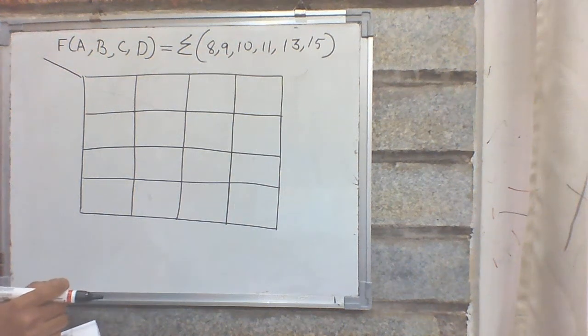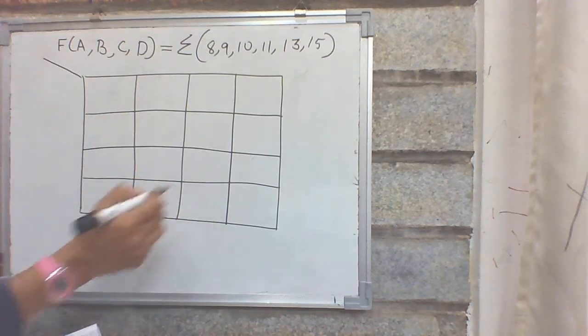Find the Boolean function f of a, b, c, d is equal to sigma 8, 9, 10, 11, 13, 15. Now we have to reduce this function using SOP and draw the logic gate diagram for the reduced SOP. First, we need to draw the K-map. How many variables? 4 variables. So draw the scheme.